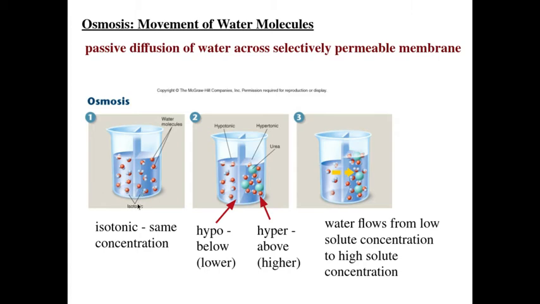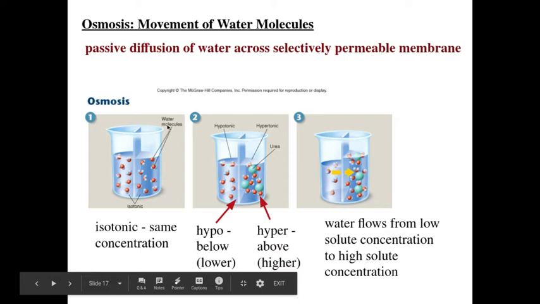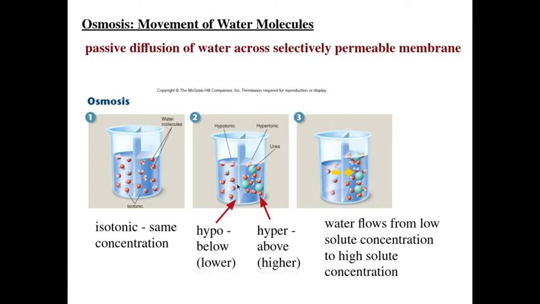Now if we put urea on this side of the membrane, and you can see the urea molecules, it's the big teal colored sphere. If we put that on this side of the membrane, that's a type of solute. So now we have a higher concentration of solute on this side of the membrane, and we don't have any of it over here. So what that means is this side of the membrane has become hypertonic. That means above. Hyper means above, so it's a higher concentration of that solute. And over here, since there isn't any, it's hypo. Hypo means below or lower.